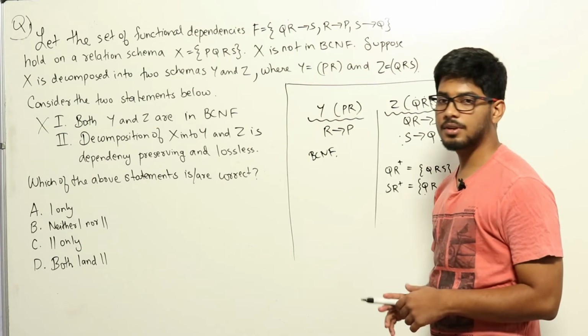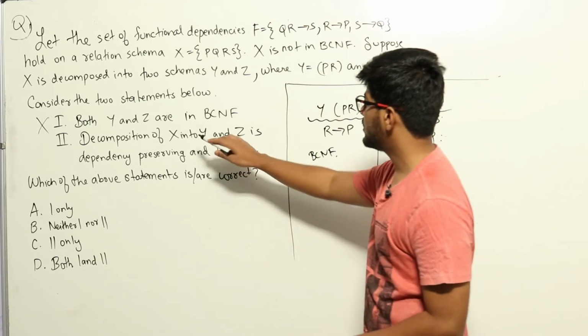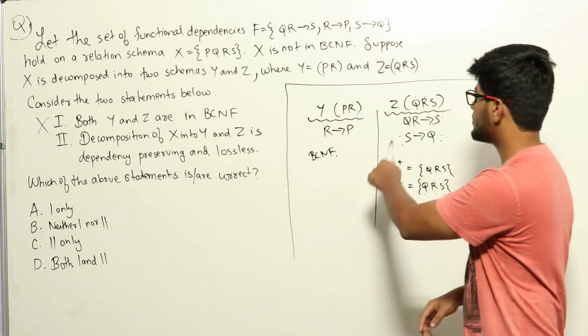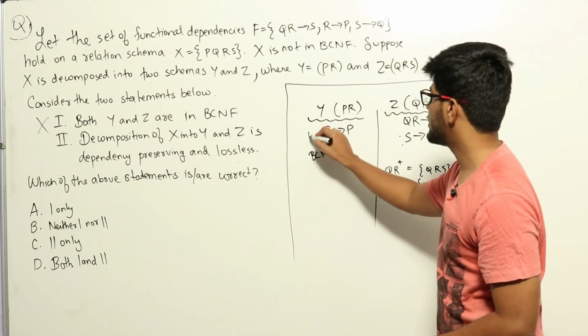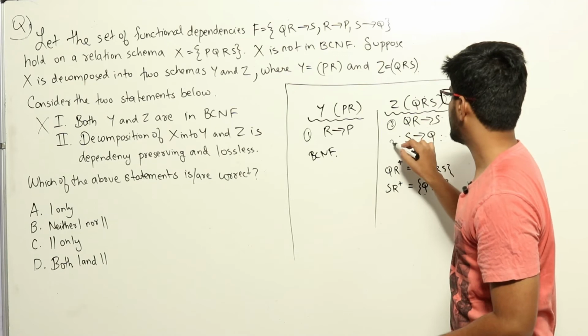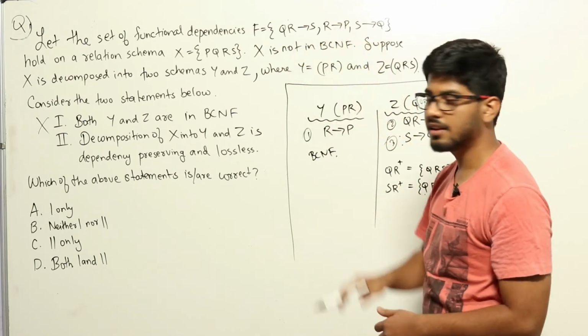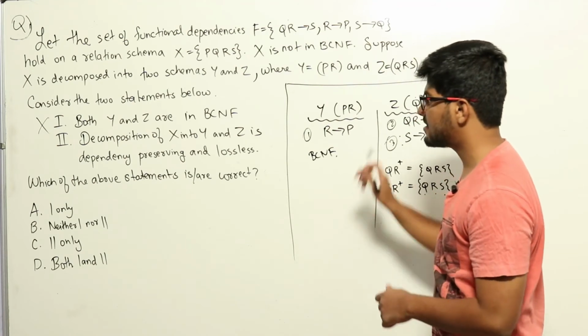Now looking at statement 2, decomposition of X into Y and Z is dependency preserving and lossless. So clearly it is dependency preserving because all the dependencies 1, 2 and 3 hold in this schema and only 3 dependencies were given initially. So this is dependency preserving.